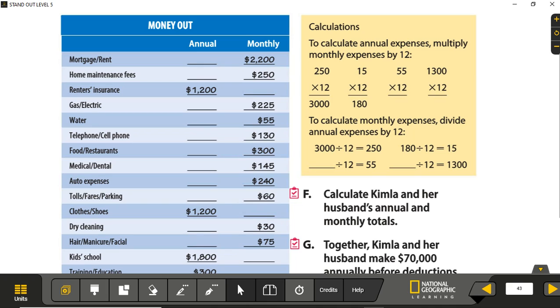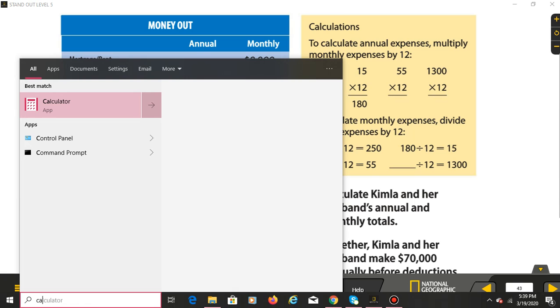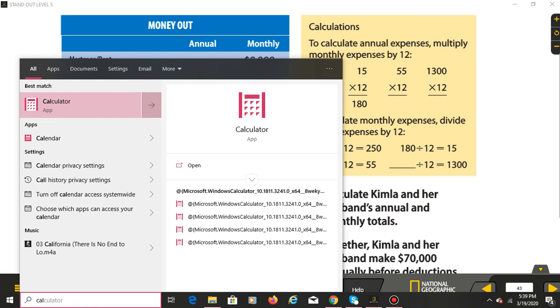And when you're looking at the annual ones, renter's insurance, you divide it. So 1,200 divided by 12. Here's an example. 3,000 divided by 12 equals, okay? So 1,200 divided by 12. 225 times 12. 55 times 12. Okay? And keep going. So what you're going to do here, pull up my calculator app.